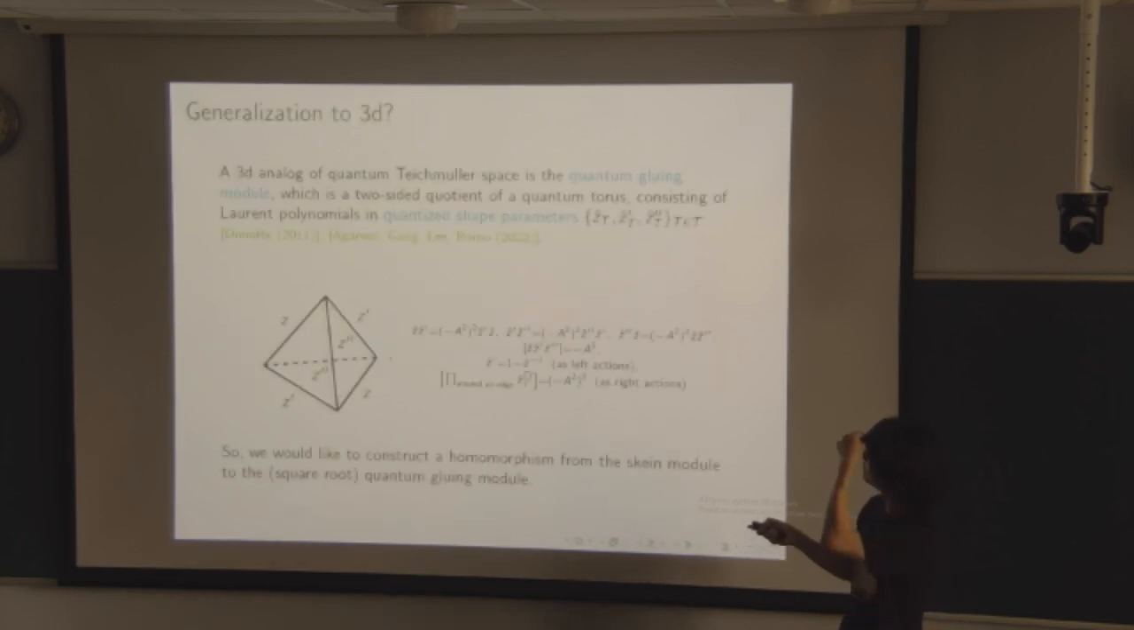Okay. Then let me tell you how we can generalize this construction to 3D. A three-dimensional analog of quantum Teichmüller space is what's sometimes known as the quantum gluing module, which is a two-sided quotient of a quantum torus. And this quantum torus consists of Laurent polynomials in quantized shape parameters.